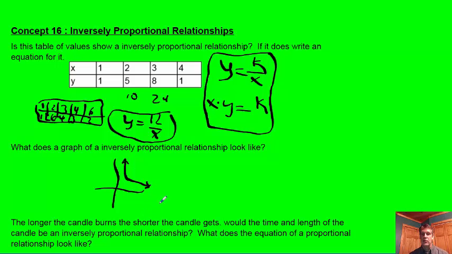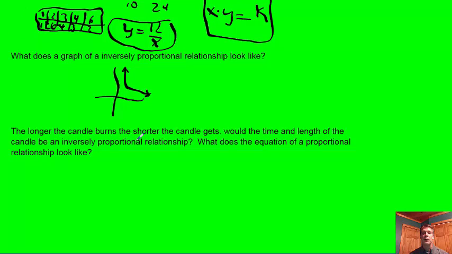All right, that one's easy too. It should be a quick, easy point. If a candle burns, or excuse me, the longer the candle burns, the shorter the candle gets. Would the time and the length of the candle be an inverse proportional relationship? What does the equation look like? All right, so as the candle burns longer, the shorter it's going to get. So I got my length right here. If I burn it longer and longer, that's going to get smaller and smaller. That's going to be an inverse relationship. So yes, that's inverse.